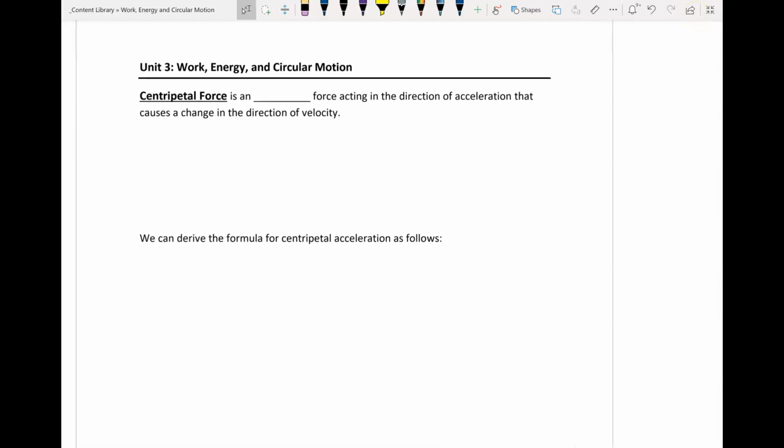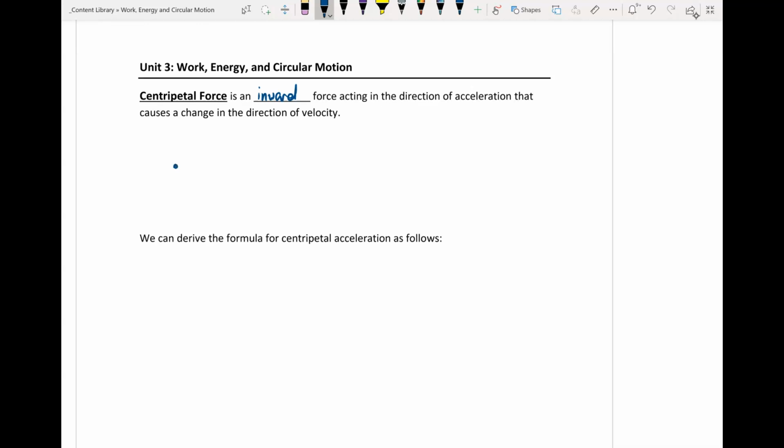Welcome to the third unit of work, energy, and circular motion. We're going to start off with the definition of centripetal force. This is an inward force that acts in the direction of acceleration that causes a change in the direction of velocity.